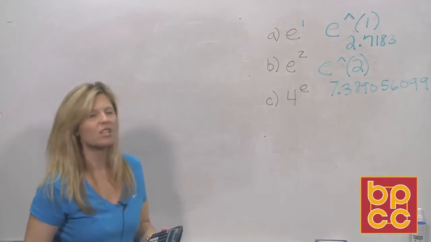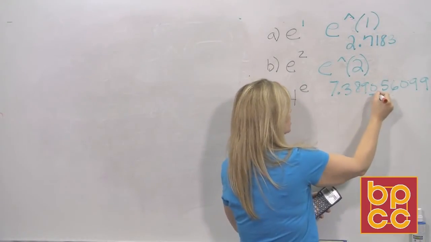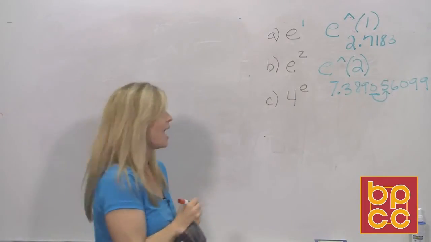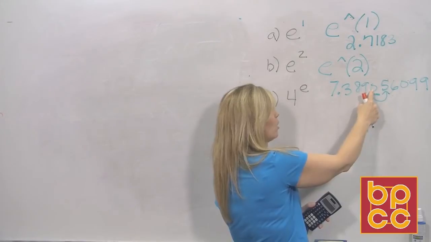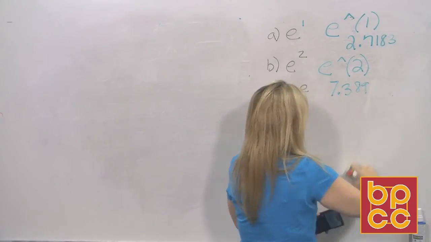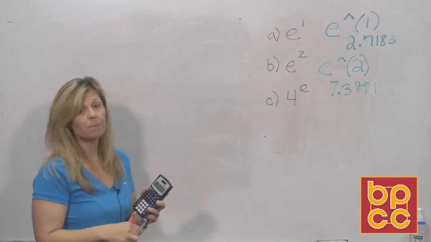We're rounding to the nearest 10,000. 1, 2, 3, 4 positions. Underline the digit, look next door. If it's 5 or higher, add 1 more. It's a 5, so if we add 1 to 0, we get a 1. So this will round to 7.3891.